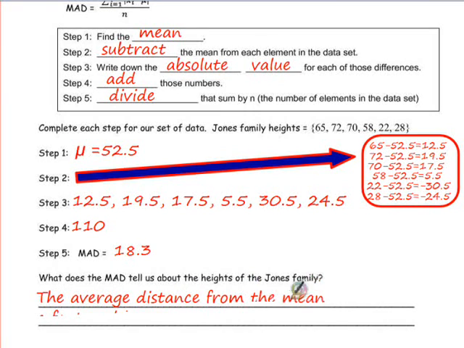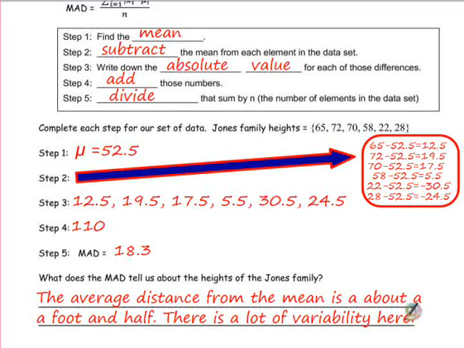I think it tells us the average distance from the mean is about 1.5 feet. Okay, so just real general, that's about 18 inches. So we're saying the average distance from the mean, the average distance from the average, is 1.5 feet. I think that tells us that there's a lot of variability. 1.5 feet is a lot, and it could go in either direction. So I think that tells us there's a lot of variability between the Jones family heights. Okay, that's it for 12B.